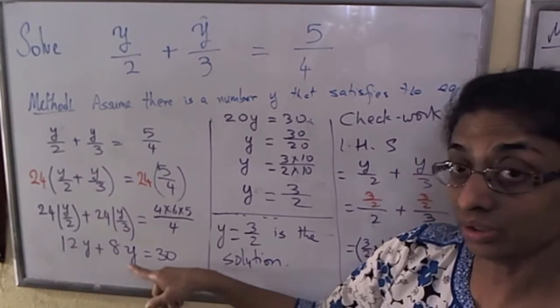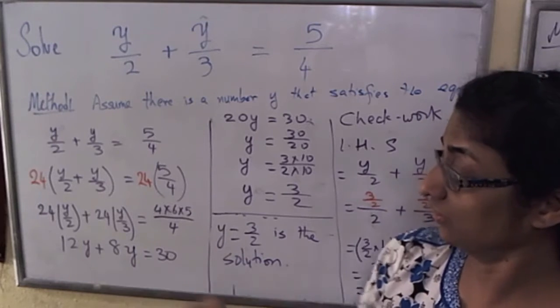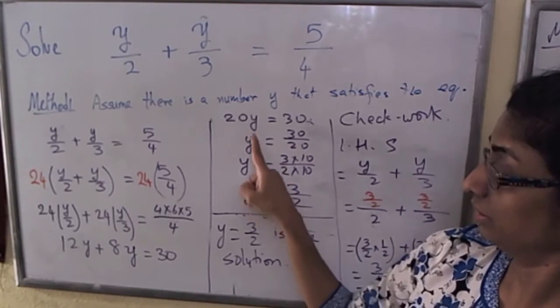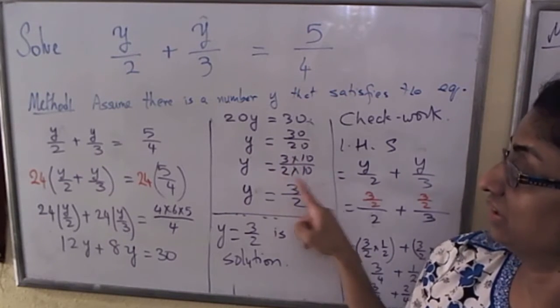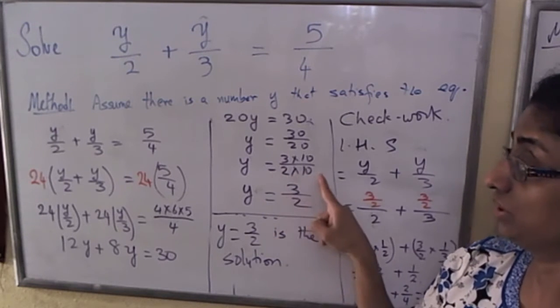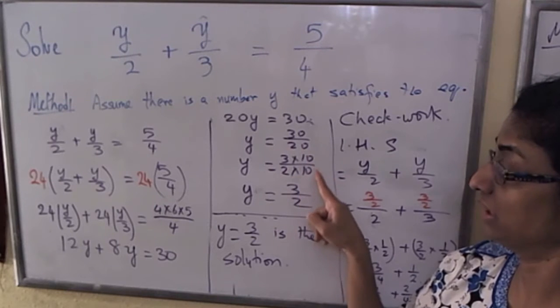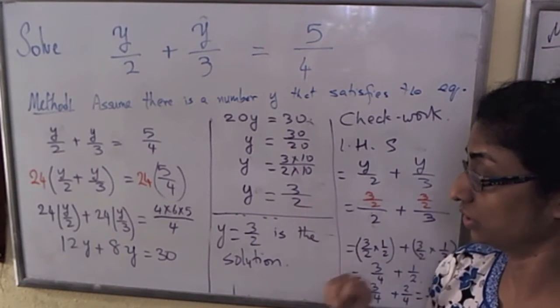So now, 12y plus 8y, again by the distributive law, we can combine those like terms, and it's 20y equals 30. Divide both sides by 20, and here you probably don't need this step. You can really jump to y equals 3/2, but I wrote it out anyway. 30 is 3 times 10, 20 is 2 times 10. By the cancellation law of fractions, we can cancel the 10's, and then we get y equals 3/2.